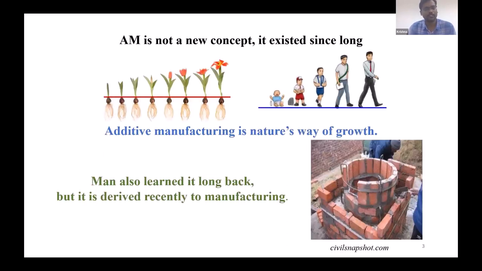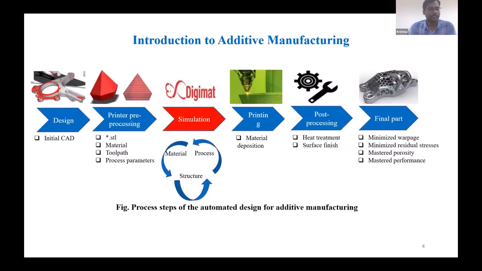So as Madhukar and Professor Atre have discussed, additive manufacturing is not at all a new concept. It is well existing in nature. So the basic steps, if we see, initially we begin with a CAD design, and we will be doing some kind of pre-processing, like generation of STL file, tool path strategies, process parameter optimization, then we can have some kind of simulations where material, process, and structure interaction will be there, and then we will be linking with the printer, and the deposition of the material will be taking place. Then, depending on the process, some kind of post treatment or surface finish treatments will be taking place, and then it will be having the final component which can be ready for use. So these are the conventional steps.